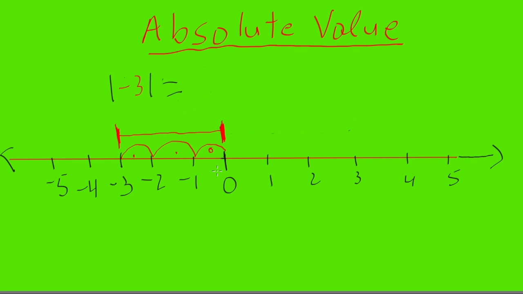So we don't take the sign into consideration when we're finding the absolute value. It's just the distance from 0 to 3. The distance from 0 to -3 is 3. So the absolute value of a negative number is always positive. The absolute value of a positive number is also positive. Okay? So absolute value is just the distance from 0 to that number.